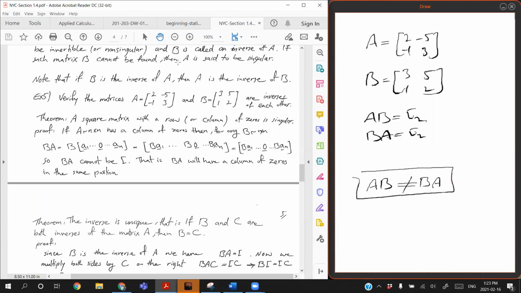But yeah, for these two matrices, AB and BA are going to be the same. You see the difference? Thank you.